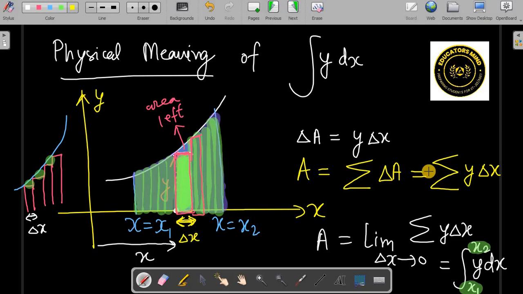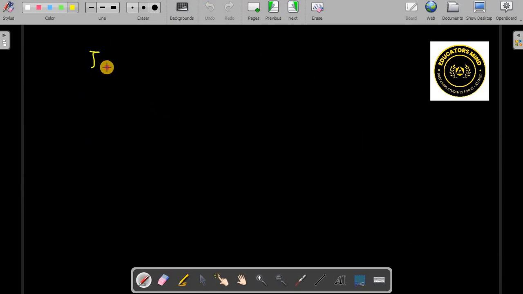Integration represents area under the graph between two limits. If limits are not there, that is called indefinite integration, right? So limits have to be there for definite integration. So integration is of two types. One is definite integration.